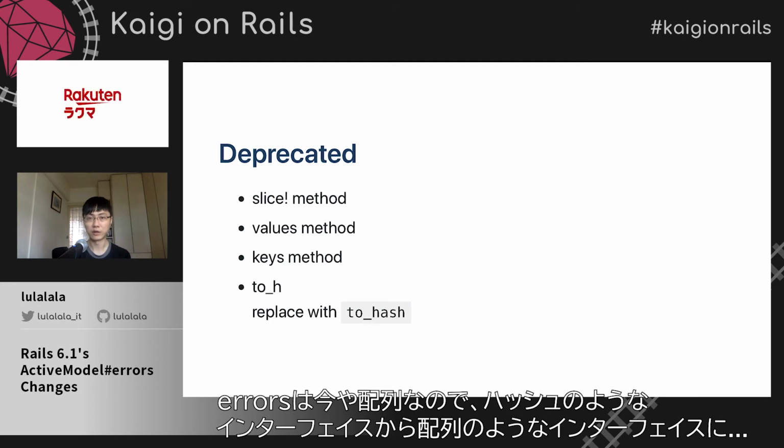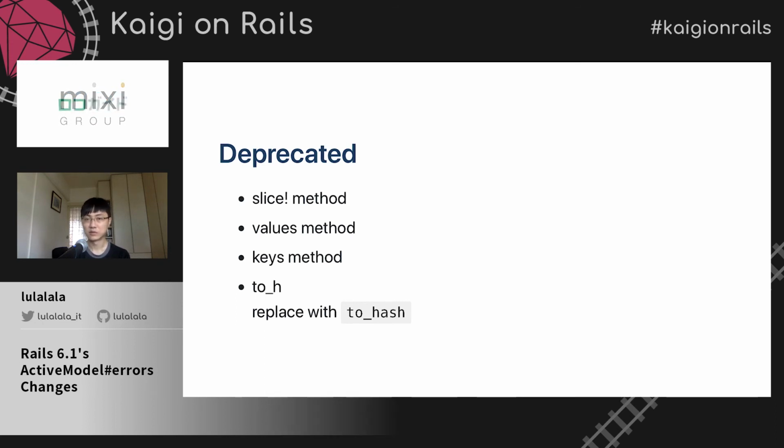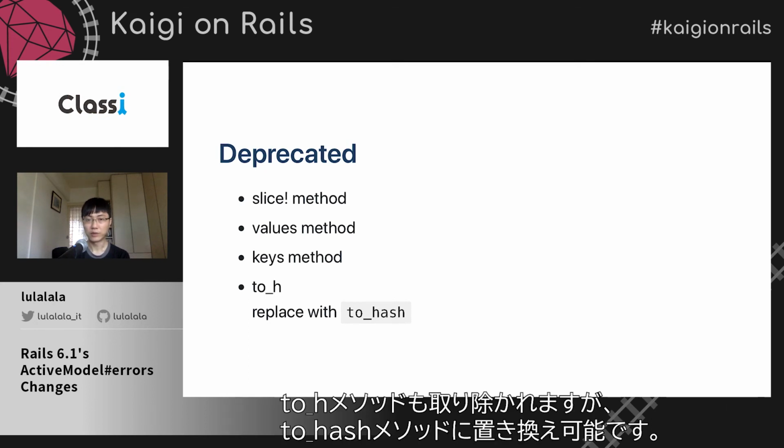Because now we have arrays of errors instead of hashes of errors, the interface will need to be changed from a hash-like interface to the new array-like interface. Several hash-like interface methods will be deprecated and removed. These include the slice method, the values method, and the keys method. The toH method will also be removed, but can be replaced by the toHash method.